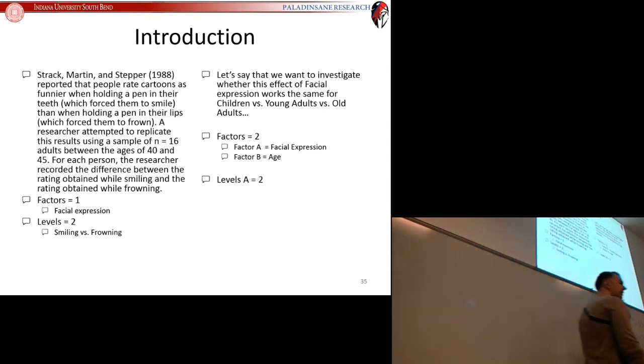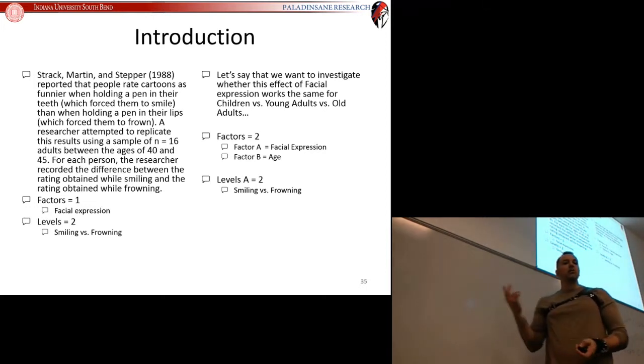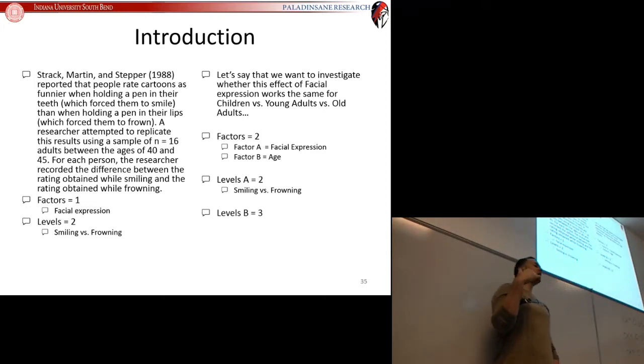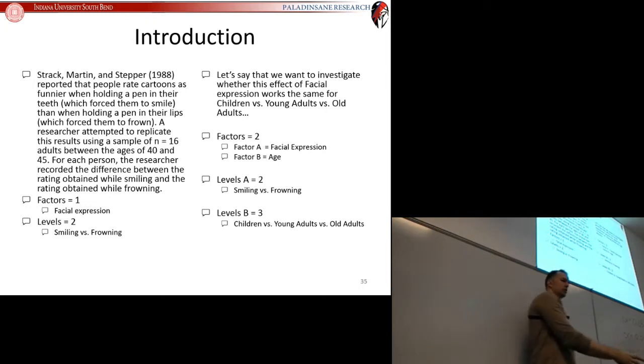For factor A, facial expression, we got two levels. We have smiling versus frowning. For factor B, we have three levels. We have children versus young adults versus older adults. So in this case, for this experiment here, you could not do a t-test because that would require multiple comparisons. That would inflate your experiment-wise error rate.